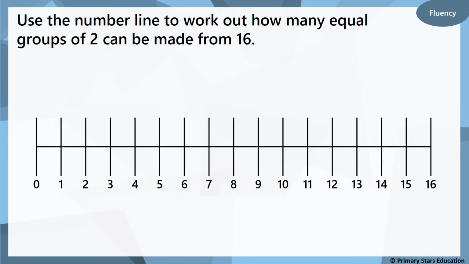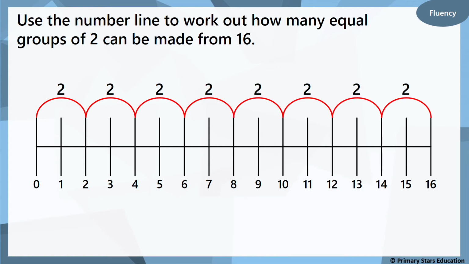Use the number line to work out how many equal groups of 2 can be made from 16. Now, we've done loads of work on number lines, and we know how to do jumps. Now that we can count in 2s, we can do jumps in 2s. So let's see how many groups we can get in. 2, 4, 6, 8, 10, 12, 14, 16. Now let's count the jumps. We've got 1, 2, 3, 4, 5, 6, 7, 8. We can see here that there are 8 groups of 2 from 16. 8 groups of 2 can be made.